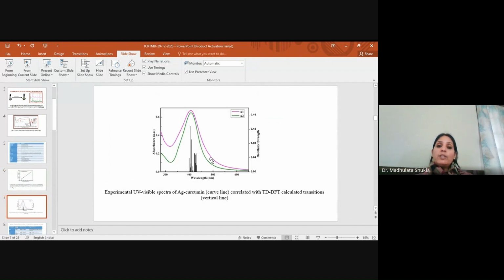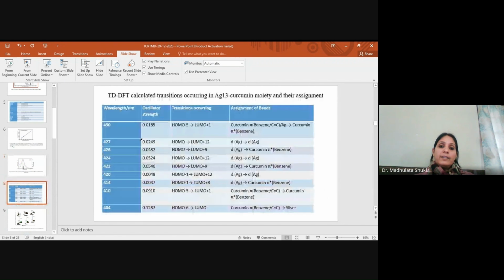This is the UV visible spectra of A1 and A2 samples, and these vertical lines correspond to the TD-DFT calculation, which is for the different transitions occurring in the compounds, from silver cluster to the Ag curcumin, like that. These are the TD-DFT results, with various transitions occurring at different wavelengths. And these are the oscillator strengths, the transitions, and the band assignment, that is, from which molecular orbital to which molecular orbital.